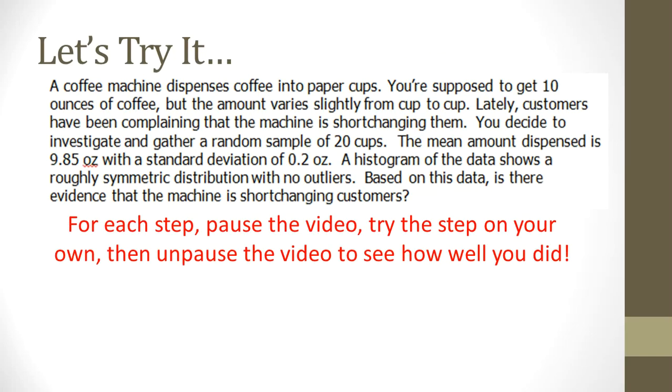So let's look at an example. A coffee machine dispenses coffee into paper cups. You're supposed to get 10 ounces of coffee, but the amount varies slightly from cup to cup. Lately, customers have been complaining that the machine is shortchanging them. You decide to investigate and gather a random sample of 20 cups. The mean amount dispensed is 9.85 ounces with a standard deviation of 0.2 ounces. A histogram of the data shows a roughly symmetric distribution with no outliers. Based on this data, is there evidence that the machine is shortchanging customers? Like always, make sure you pause the video, try the step on your own, and then unpause the video to see how well you did.